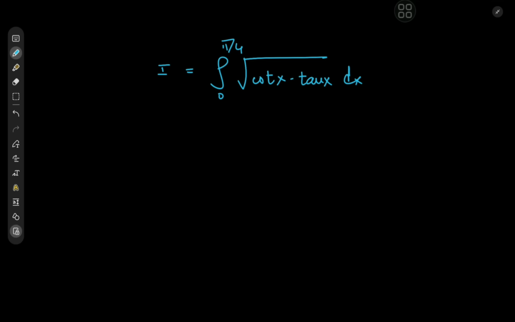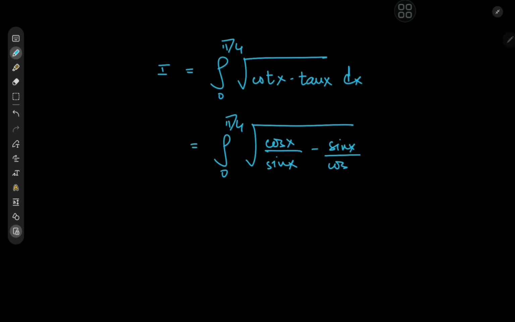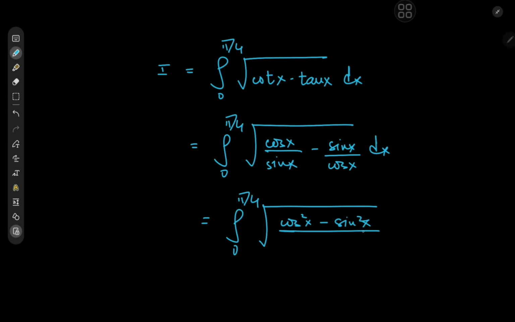So first, let's solve this integral to actually figure out what it evaluates to. And for that, I'd like to expand the cotangent and the tangent functions. So that way we have the integral from 0 to pi by 4 of cosine x divided by sine x minus sine x divided by cosine x dx. This equals the integral from 0 to pi by 4 of root cosine square x minus sine square x divided by sine x times cosine x dx.